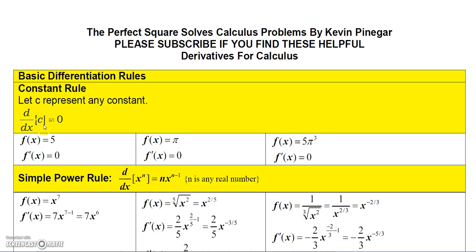So the first rule we're going to start with is the constant rule. If you want to find the derivative of a constant, that's going to be 0. So if your function was 5, then the derivative of 5 is 0. If your function is pi, then the derivative of pi would be 0. And even if your function is some variation of terms, but it's still a constant like 5 pi cubed, the derivative would still be 0 because 5 pi cubed is a constant.